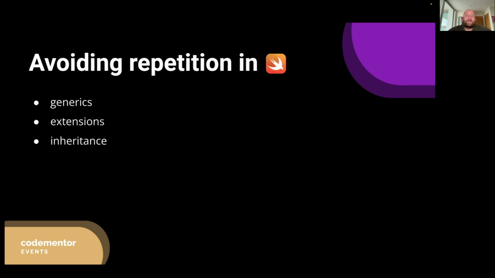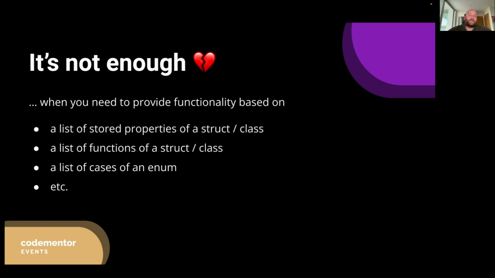Now, we already have some means in Swift for avoiding repetition. We have generics, we have extensions, we have inheritance, and those tools are great. But unfortunately, sometimes they're not enough, especially in cases when we need to provide functionality based on the list of stored properties of a struct, list of functions, or list of cases of an enum, etc.